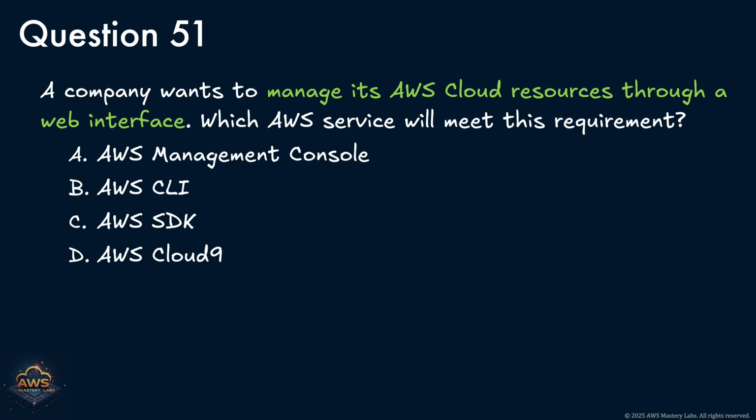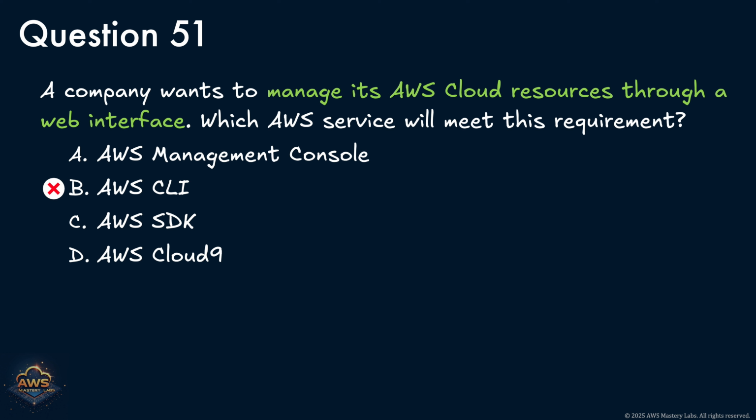The word manage implies administrative operations, provisioning, configuring, monitoring, and troubleshooting AWS services like EC2, S3, IAM, and more. The phrase AWS Cloud Resources confirms that we're dealing with the broad AWS service landscape, not just a development or scripting context. Most critically, Web Interface narrows the scope down to a graphical, browser-accessible user interface, ruling out command line tools, SDKs, or anything intended purely for developers.